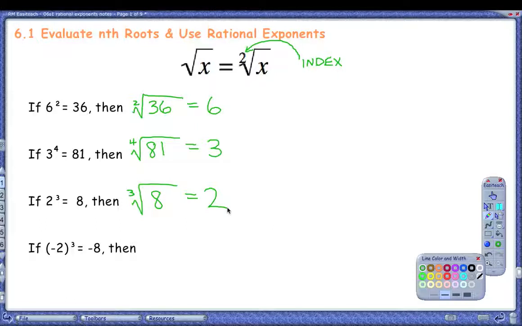Now something a little bit different about odd roots, such as cubed roots. If negative 2 cubed is negative 8, then the cubed root of negative 8 is negative 2. Now when we were working with square roots, we said that you can't do the square root of a negative number. That is because when you square a negative number, you get a positive. But if you take a negative number to an odd power, you can get a negative. So we cannot do even roots of negatives, like square roots, fourth roots, and so on. But you can do an odd root of a negative number, like cubed root, fifth root, and so on.